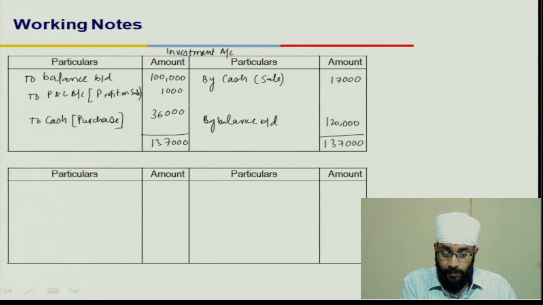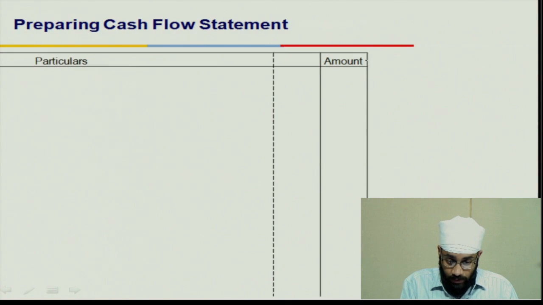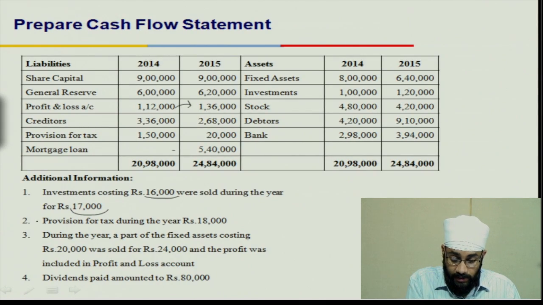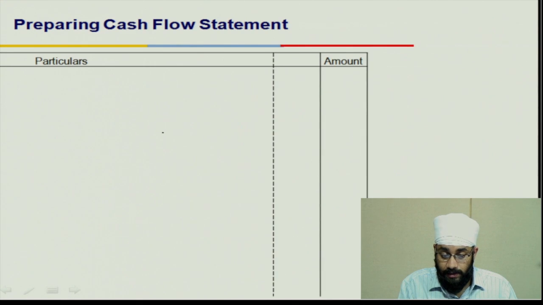Now from this account preparation, we have found out at least one non-operating item here. This 1,000 will have to be deducted while calculating the operating cash flows, and this 36,000 is going to go to the investing activity, and this 17,000 as well will go to investing activities. So let's for now hold on to recording the reduction from the operating activities for the profit made and prepare the next working note. This is provision for tax, and we have opening and closing balances for provision for tax.